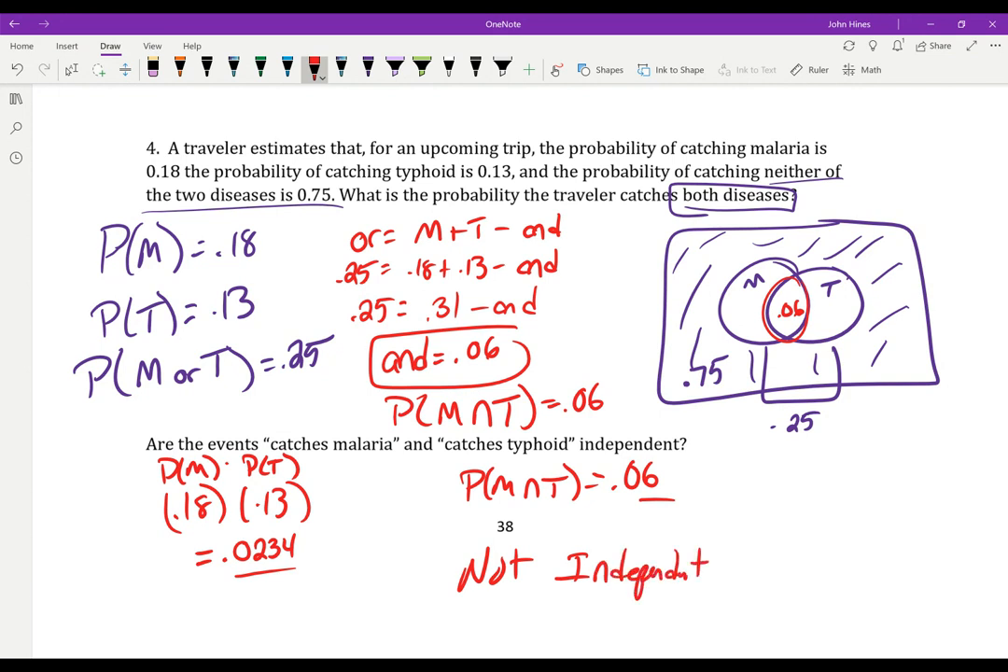What a lovely problem, that you're getting typhoid and malaria. And there's a 25% chance you're getting one of them, 6% chance you're getting both. So that's it for probability, guys. I will see you in the next video, which will actually be about probability again, but in more of a statistics setting. See you guys.